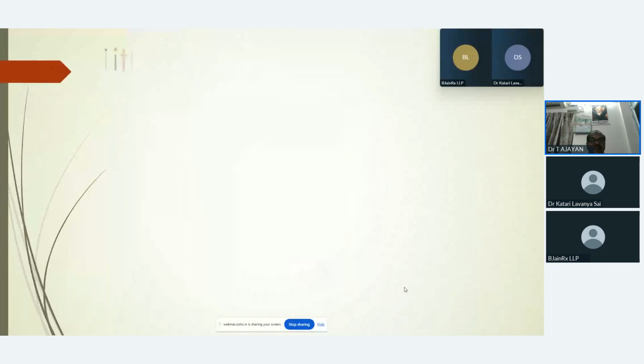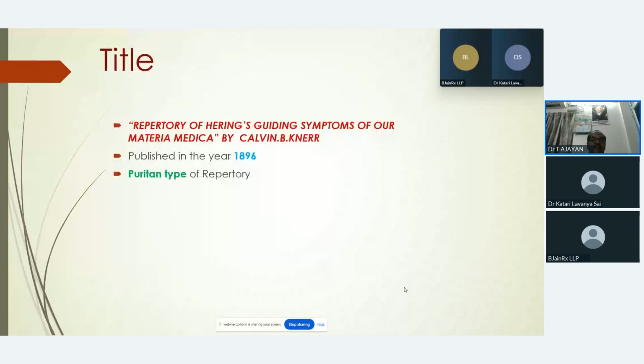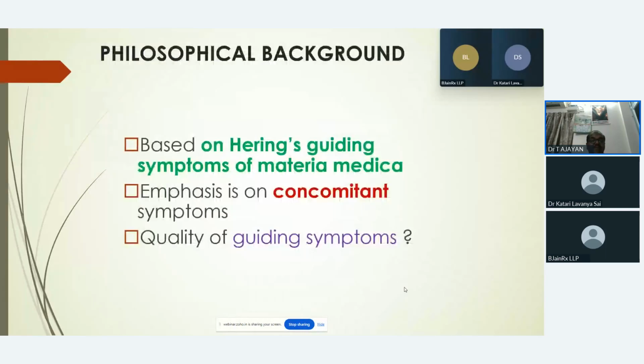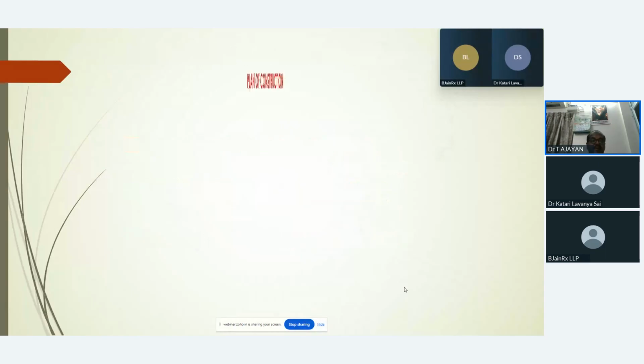The title of this repertory is Repertory of the Hearing Aiding Symptoms of our Materia Medica by Calvin B. Knerr, published in 1896. It is a Puritan type of repertory. The philosophical background of this repertory is based on the guiding symptoms of Materia Medica. It emphasizes concomitant symptoms and the quality of the guiding symptom. This is the philosophical background.